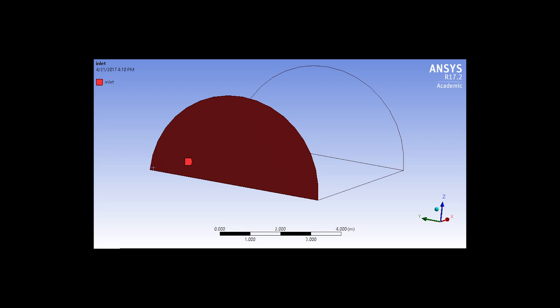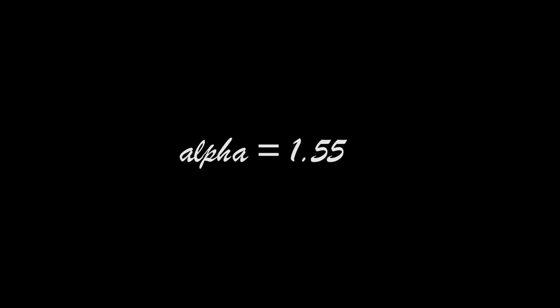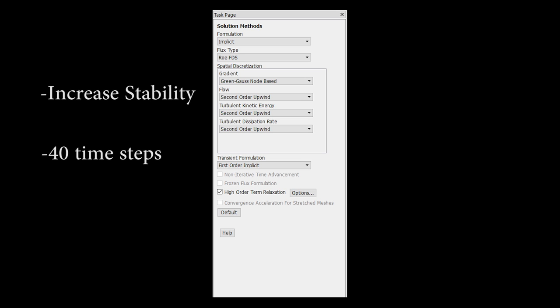The far-field inlet and outlet were given static pressure values of 10.594 psi, a Mach number of 0.7, and an angle of attack of 1.55 degrees. The system was then discretized in implicit form. I chose this format to increase the stability of my solution, and it was run for 40 time steps with a time step size of 0.001 seconds.